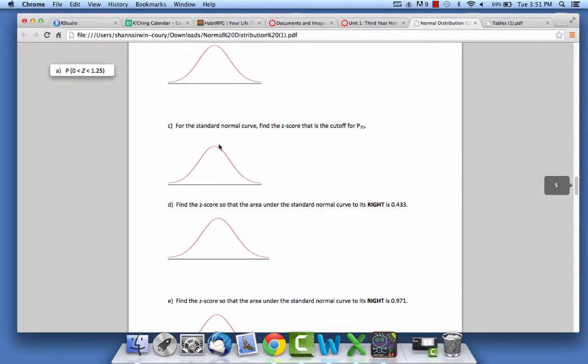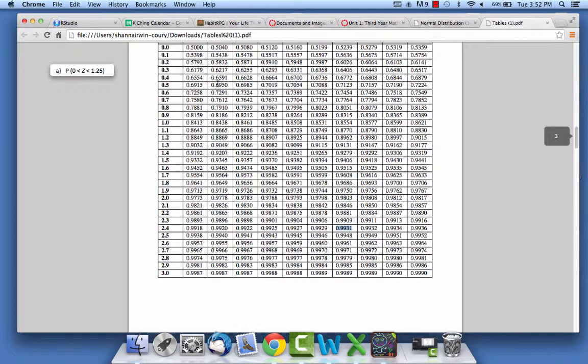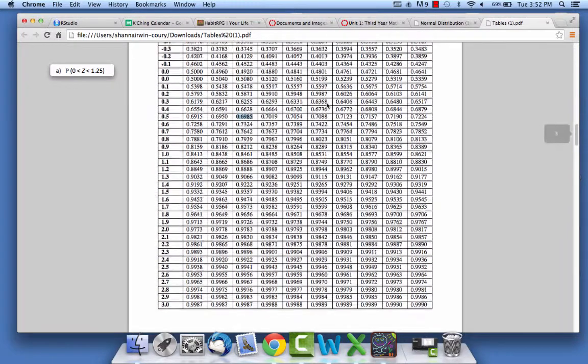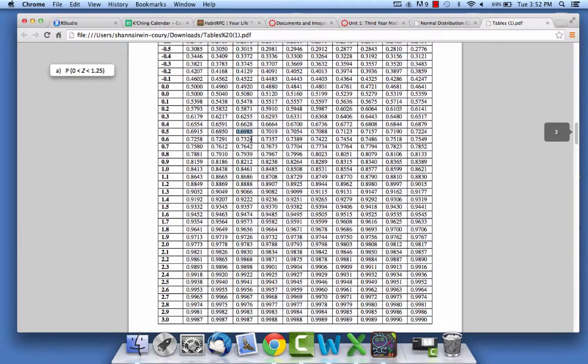And then I want to find the one where the z-score cutoff is P70. That's the 70th percentile. So that means I want 0.7 to be to the left. So look for 0.7. This is the closest to 0.7. So 0.5012, 0.52.